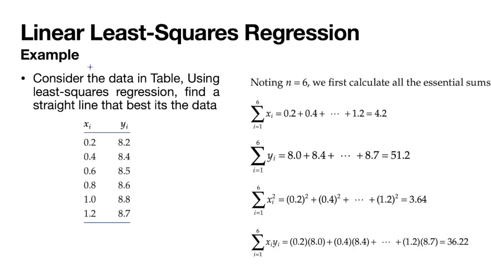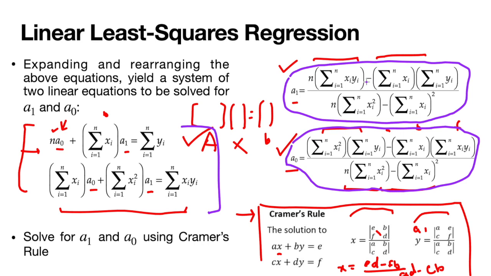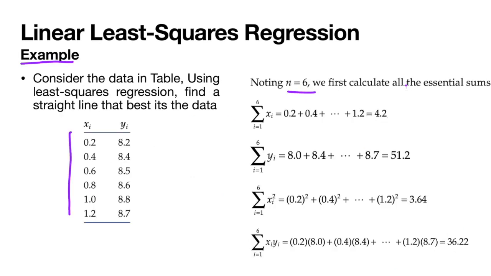So now we come to an example. Consider the data in the table. Using least square regression, find the straight line that best fits the data. There are 6 data points, so n is equal to 6. There are different summations that we need to find. For example, we need to find the sum of all the x values. These are the x values: 0.2, 0.4, 0.6, 0.8. If we sum all of them, we get 4.2.